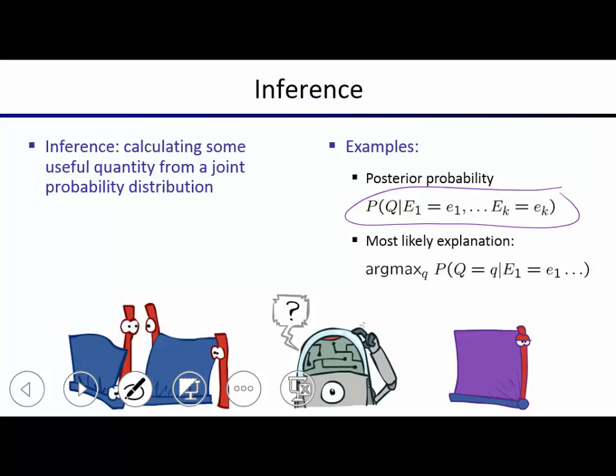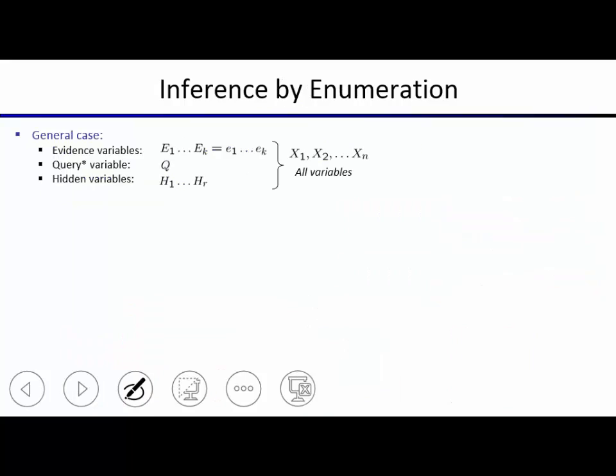Something to think about on your own to test if you fully understand what we're covering here is to see if you can turn what we covered today into a similar set of algorithms that can answer this type of query. What is the instantiation of Q that would maximize the conditional probability of Q given the evidence? So it's just a slight tweak in what we're looking at, but it's an interesting thing to think about on your own, if you can turn what we cover into an answer to this.